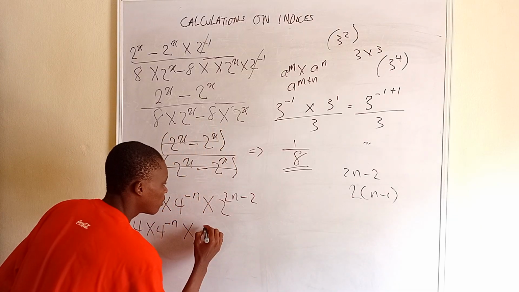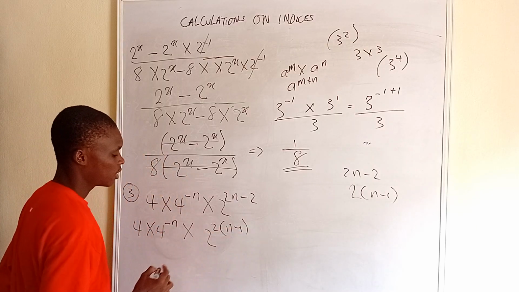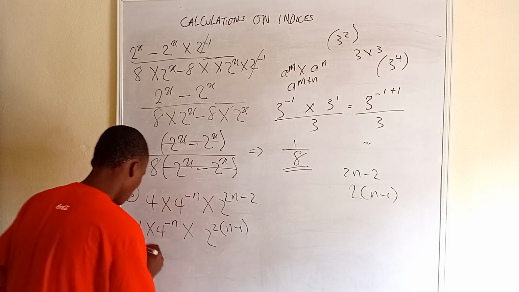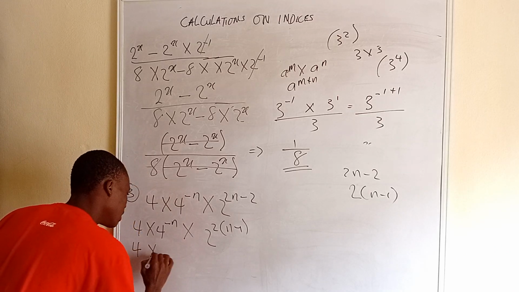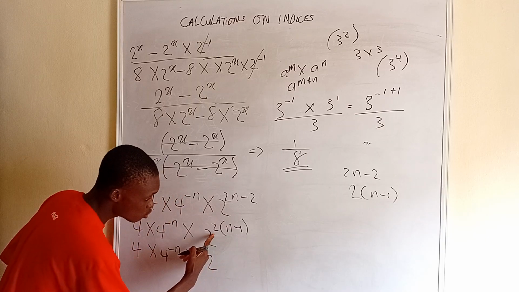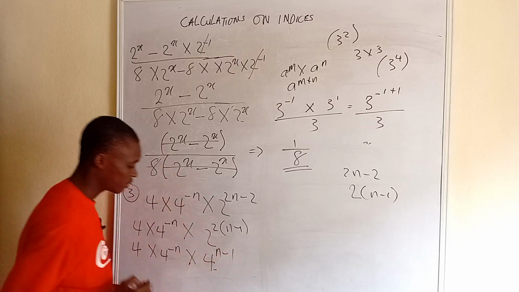All right, so from here, we can say that this is 2 raised to the power of 2 into bracket n minus 1. So from here, we know that this is 4 times 4 to the power of negative n times, okay, 2 to the power 2 gives us here 4 raised to the power of n minus 1.